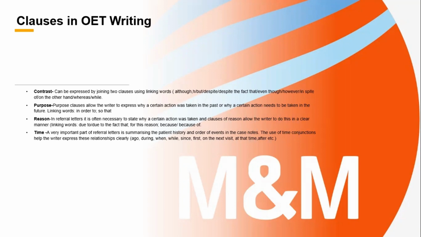purpose. Though we have reason clause, it can be replaced with the clause of purpose as well. Due to the fact he was overweight, he was advised to join gym, or due to the excessive bleeding, he was transfused blood. So these are a few examples for you for your better understanding.